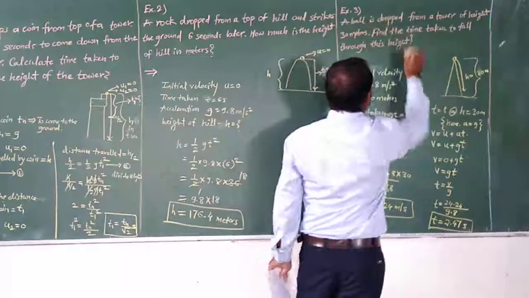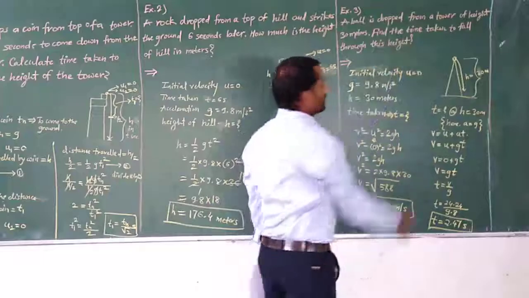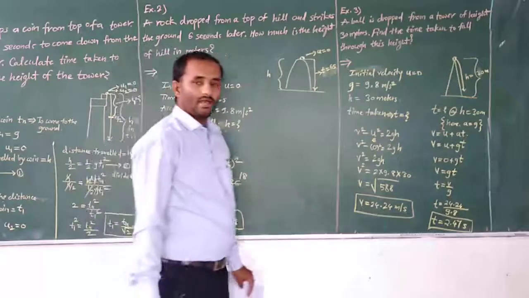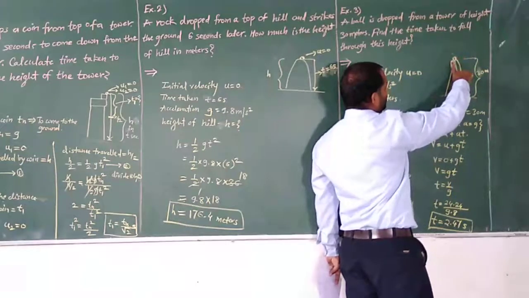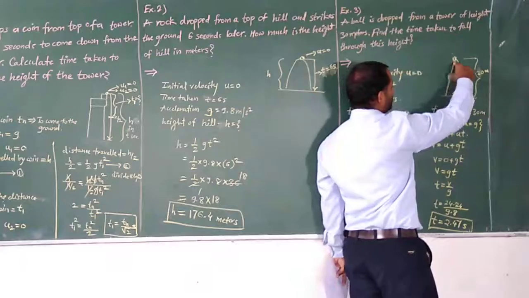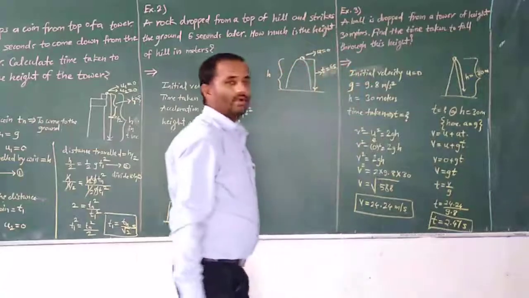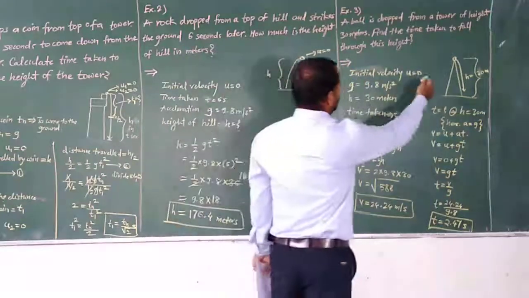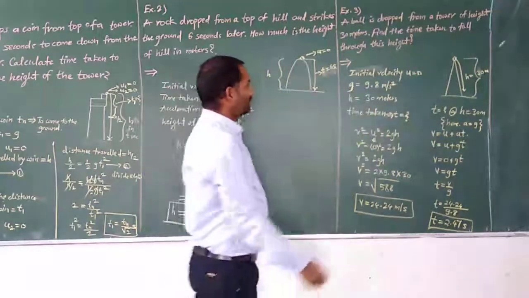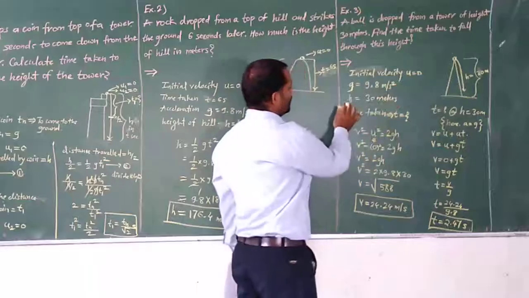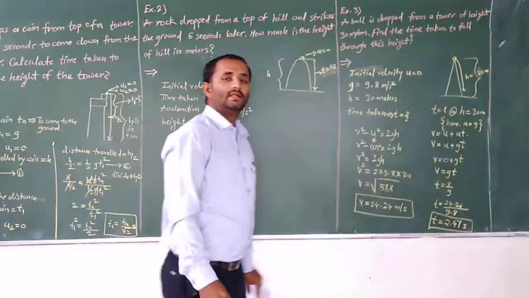A ball is dropped from a tower of height 30 meters. Find the time taken to fall through this height. So a ball is falling from the tower, the height of the tower is 30 meters, and we have to find the time it takes to come down from the tower to the ground. From the top of the tower means initial velocity is 0. We know acceleration due to gravity g is 9.8 meter per second square. H is given, 30 meters, and we have to find the time taken.